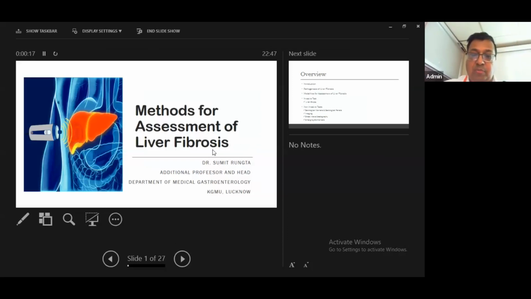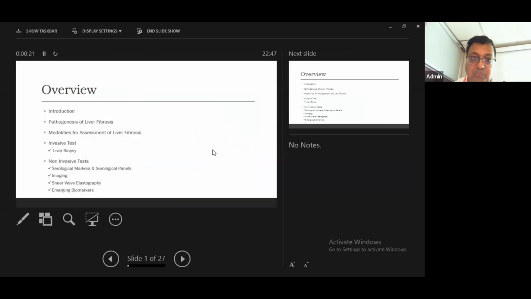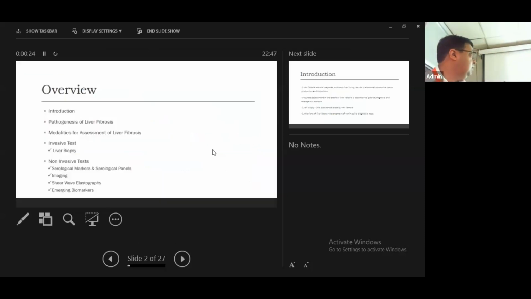I will give my talk on methods of assessment of liver fibrosis. I will cover my topic under the following headings: introduction, pathogenesis of liver fibrosis, and modalities for assessment of liver fibrosis. It will cover invasive as well as non-invasive tests.